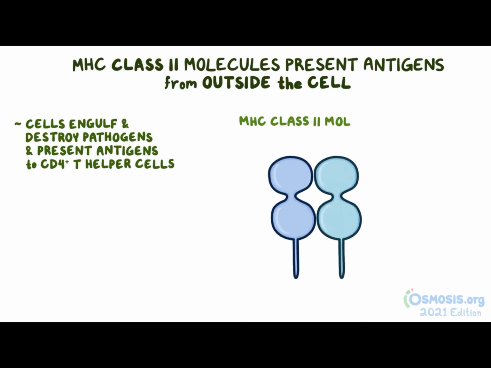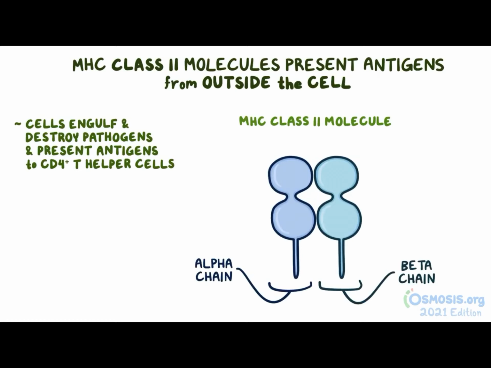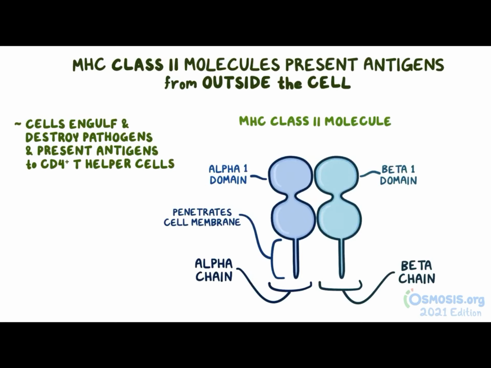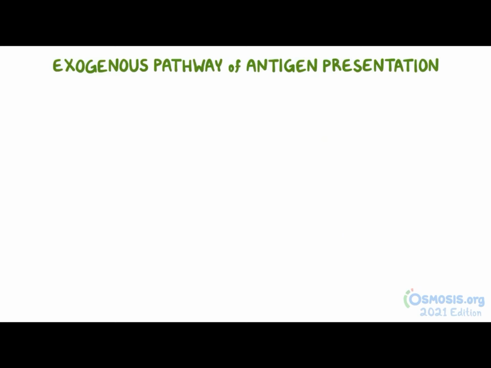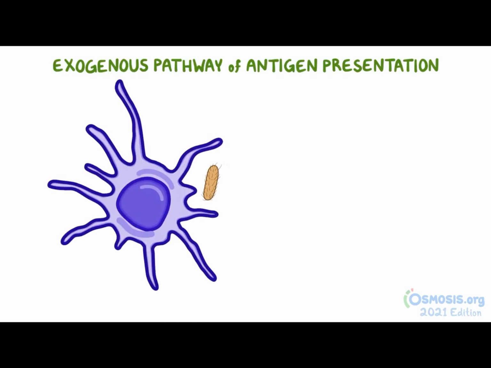The MHC class II molecule has two chains, an alpha chain and a beta chain, and each chain has two domains. Both chains penetrate the cell membrane and contribute to the binding of the antigen at their alpha 1 and beta 1 domains. The MHC class II molecule has a groove that can bind much larger peptides, 14 to 20 amino acids long on average. MHC class II molecules use the exogenous pathway of antigen presentation. The exogenous pathway starts when a pathogen or a protein is ingested by an antigen-presenting cell and brought into a vacuole called the endosome.